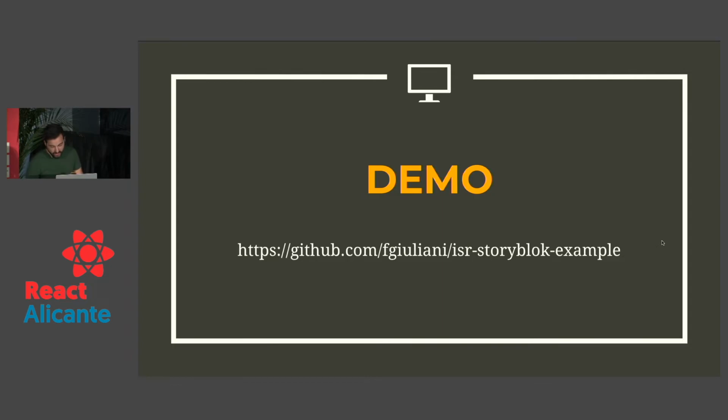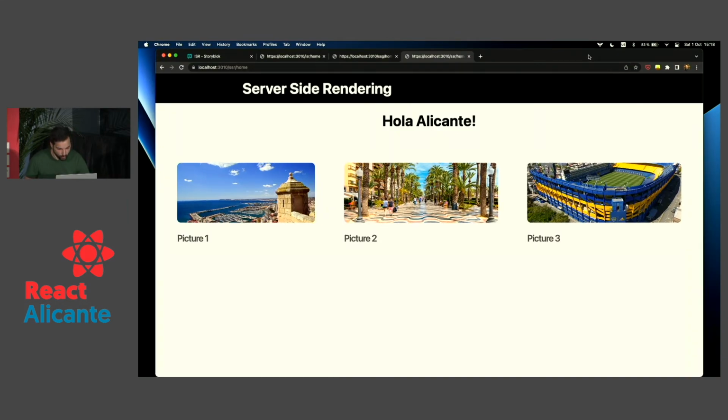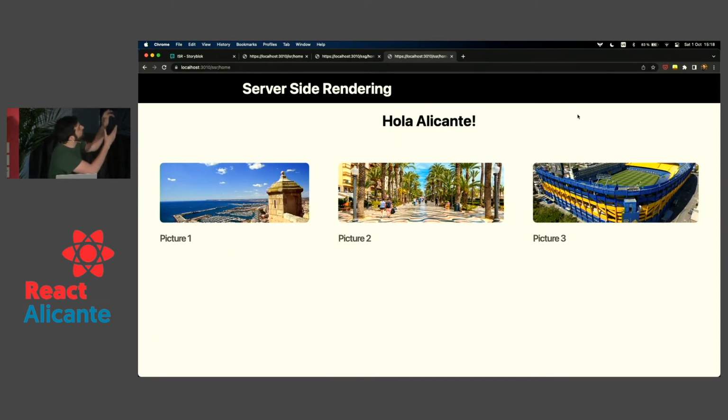I want to show you a quick demo of the code. You can see the link there, but I will share the slides later, so I don't want to take a lot of time. This is a website, a simple website. You can see that I will render this same page using 3 methods: server-side rendering, static site generation, and incremental static regeneration. This is the one using server-side rendering.